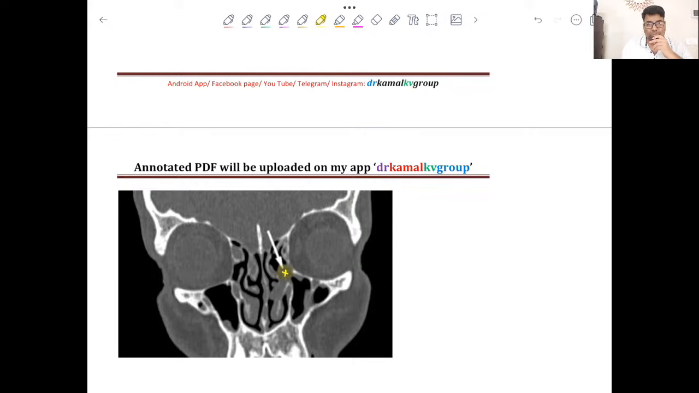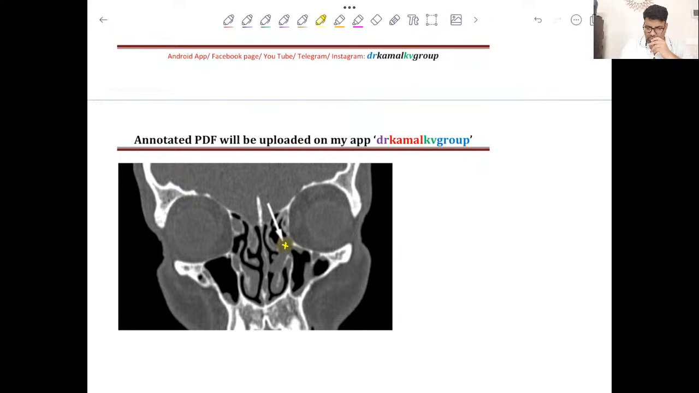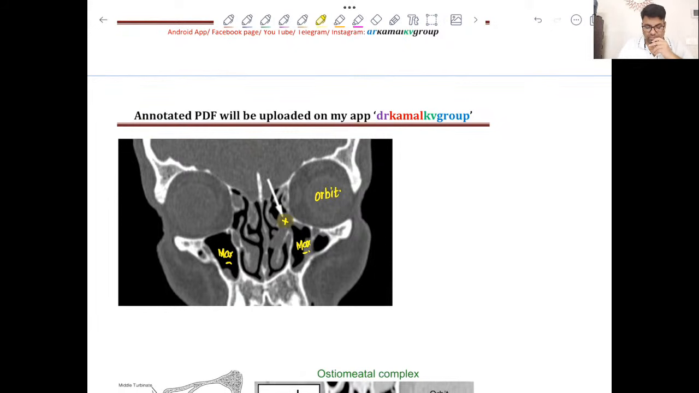Now to answer such kinds of questions, you have to understand the anatomy of the region first. This is of course a coronal section, and this is the orbit, this is the maxillary sinus. Now you have to think of the anatomy of the lateral wall of the nose. We know that in the lateral wall of the nose there are meatuses like the superior meatus, middle meatus, inferior meatus. Then there are some bony projections which are known as turbinates, right? So here we will mark out the turbinates first.